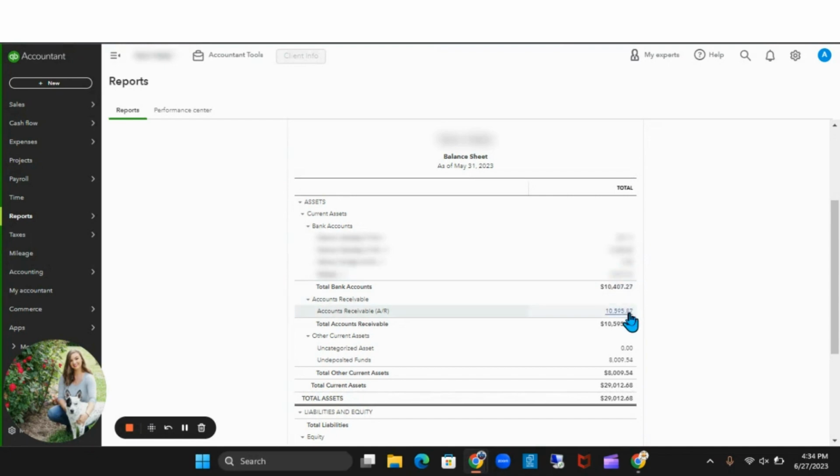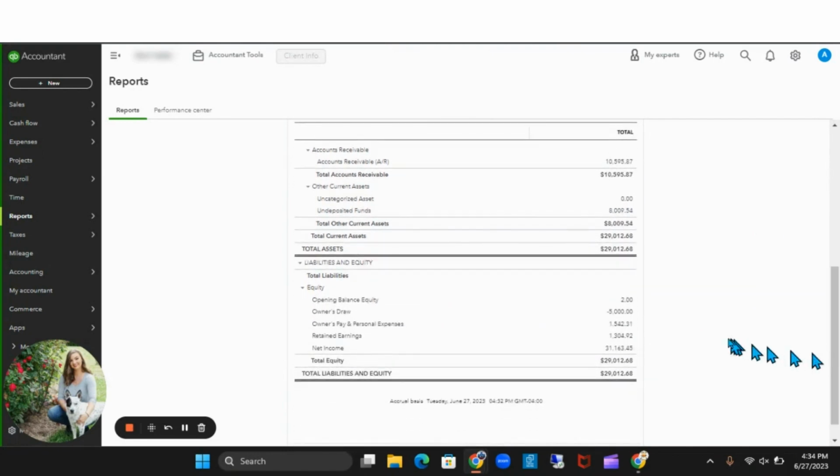And then in accounts receivable, we see $10,000 is sitting there. Is that accurate? I don't know. We'll go over that in the next section. Undeposited funds. This is something else we're going to go over. $8,000 sitting there of undeposited funds. So that's no bueno. We're going to be looking at liabilities.